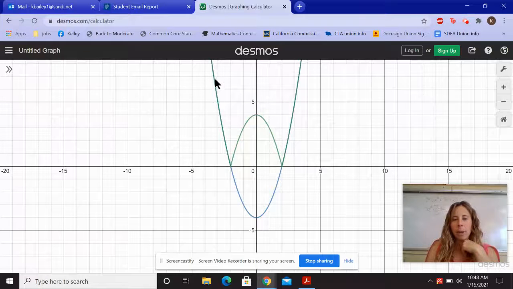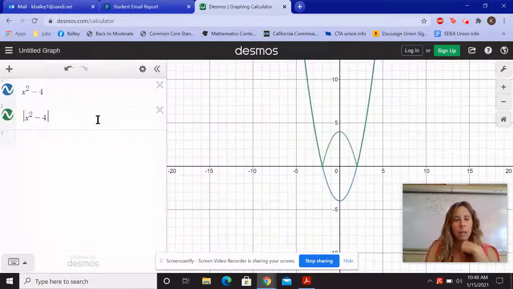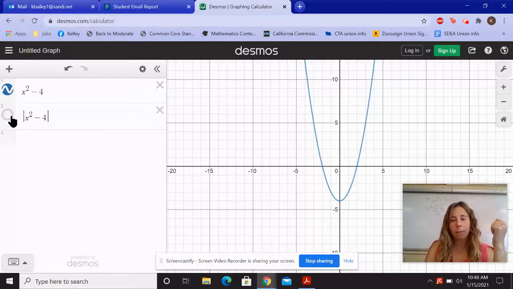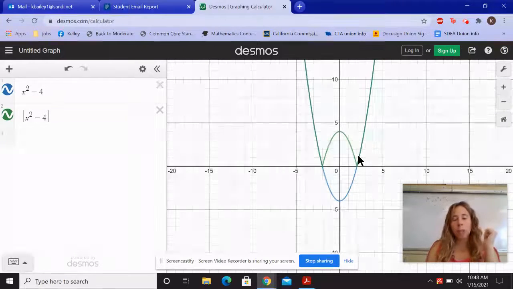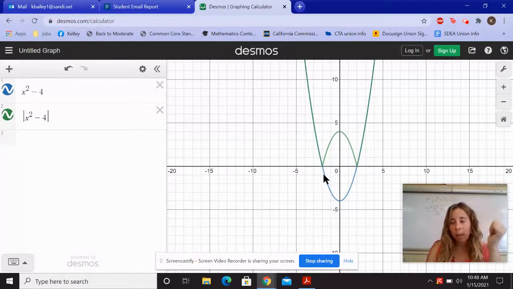This part is exactly the same, and the last part is exactly the same. You see where the blue graph is? That's your quadratic graph. They overlap here, and they overlap here. So the only part that changes is all of your negative y values reflect over the x-axis and become positive.